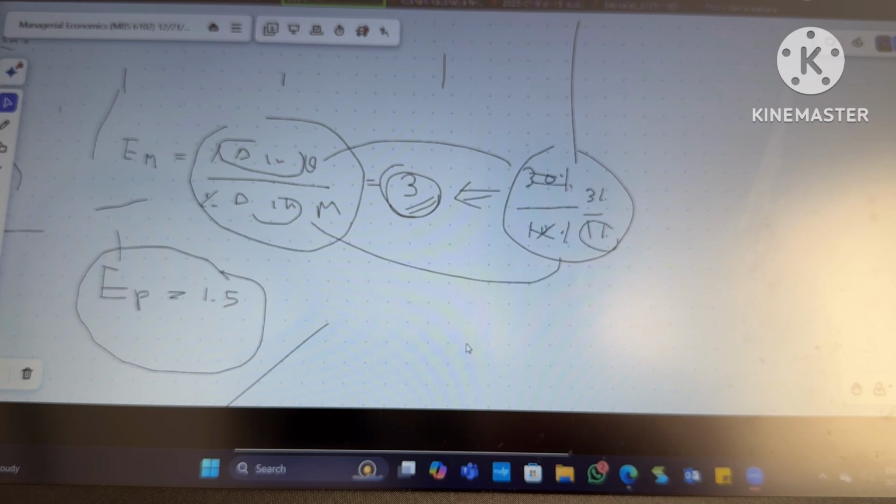Okay, let me relog again. There's something happening this side.